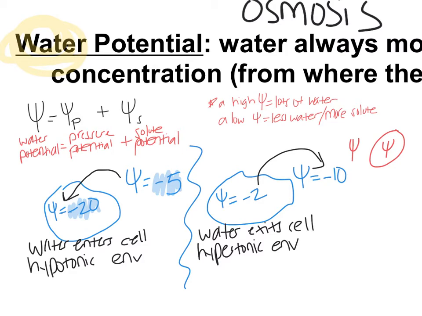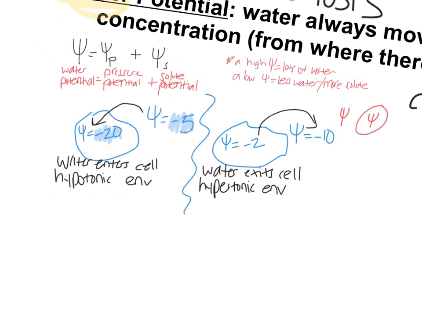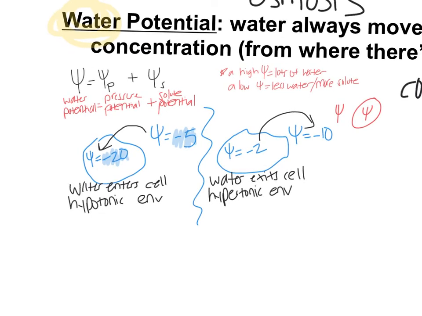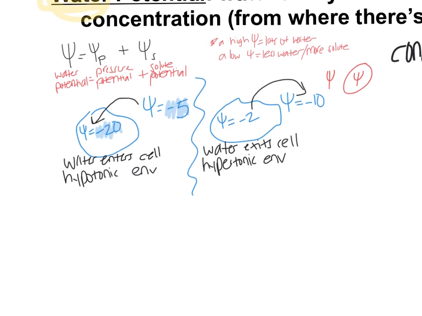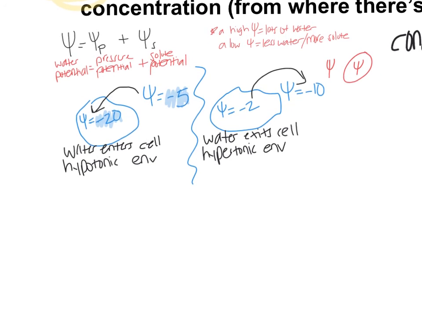All right, so how do we get these numbers? These numbers come from a math formula. So to start, we are looking here at this formula, water potential. It's made of two things, pressure potential and solute potential. So first up is the easier one, pressure potential. Pressure potential will always be 0 unless you are told otherwise.